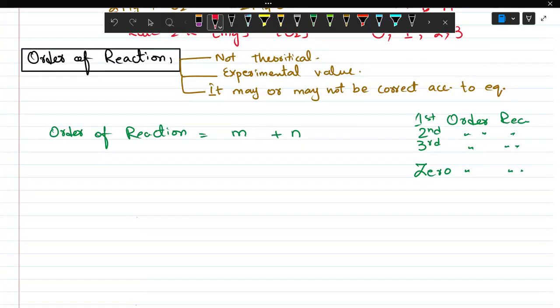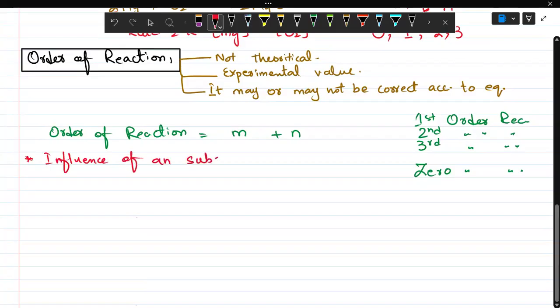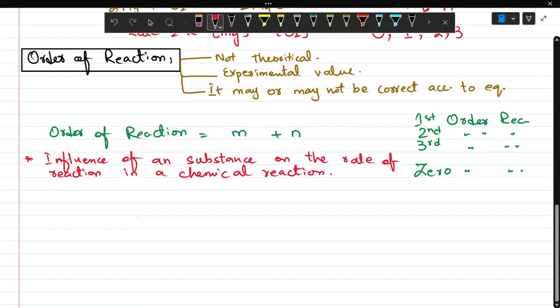Let's write this. Order of reaction is the influence of a substance on the rate of reaction in a chemical reaction. However much we increase the concentration, it will affect the rate of reaction by that much. That is basically the order of reaction. Is it clear, beta?